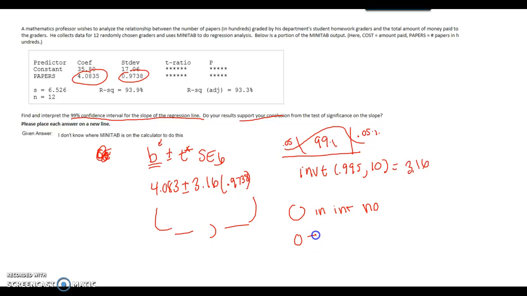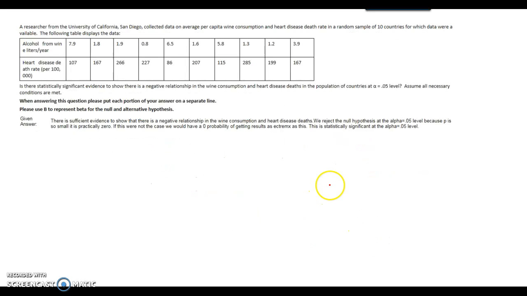If 0 is not in the interval, there is some sort of relationship between the two. Okay, so down here, is there statistically significant evidence to show there's a negative relationship between wine consumption and heart disease? This is the same thing I just explained. You're going to take a look at your null and alternative hypotheses here. We're checking to see if you drink a certain amount of alcohol, does it lower heart disease?